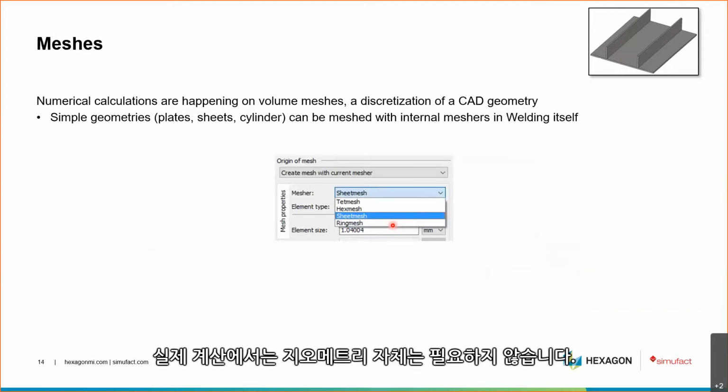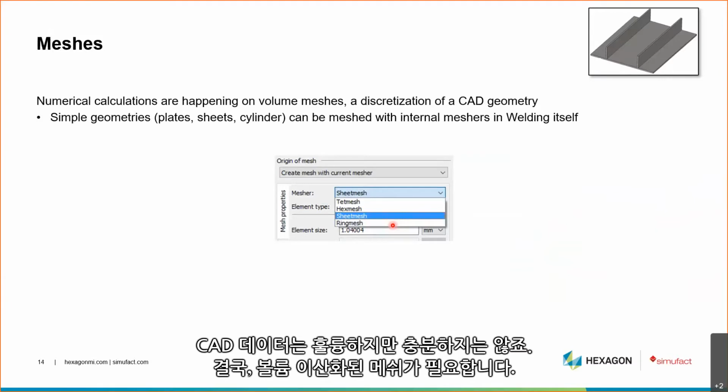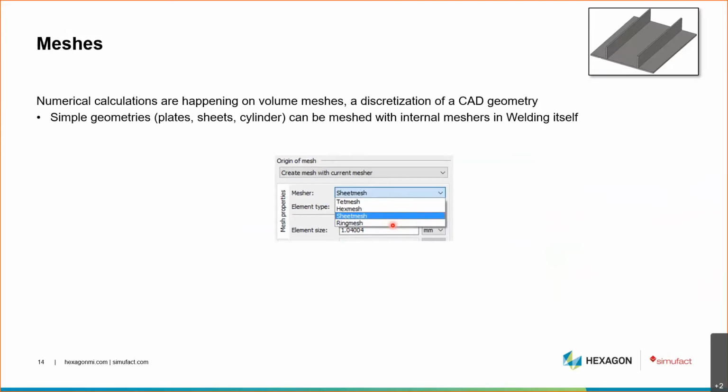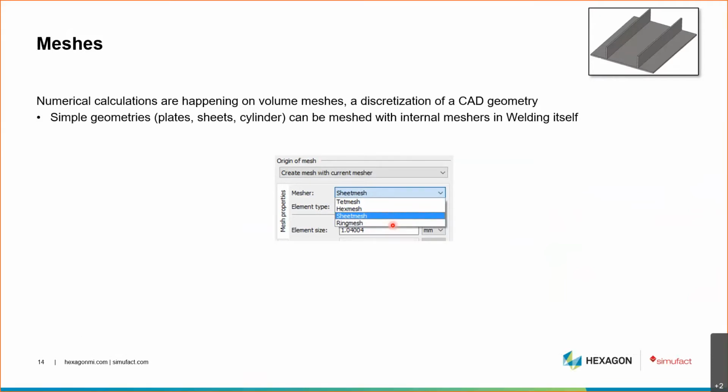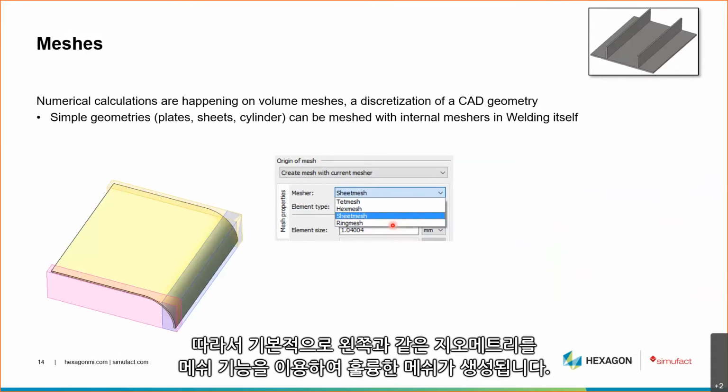For numerical calculation, we do not need the geometry itself, so the CAD data is nice but not sufficient. We need discretization of this geometry, so at the end, so-called volume mesh. And once again, simple geometries like plates, sheets, cylinders, and so on can be meshed with internal meshers directly in welding itself.